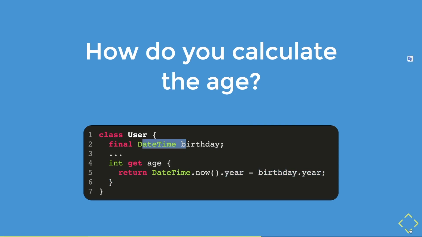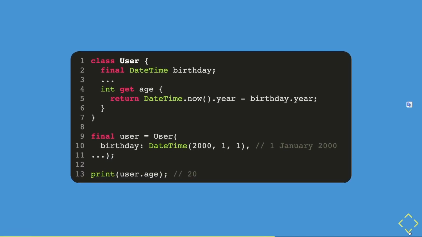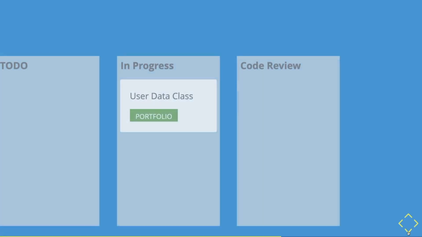So let's see this in action. If I were to create a user with a birthday that is on the 1st of January 2020, then I print the user age and it will print out the user's age accordingly, which is 20 years old. Damn, I'm getting old. Now, with the getter method done, you can go back to the Kanban board. And to doubly make sure there isn't any update, you look into the card to see if anything is missed out.